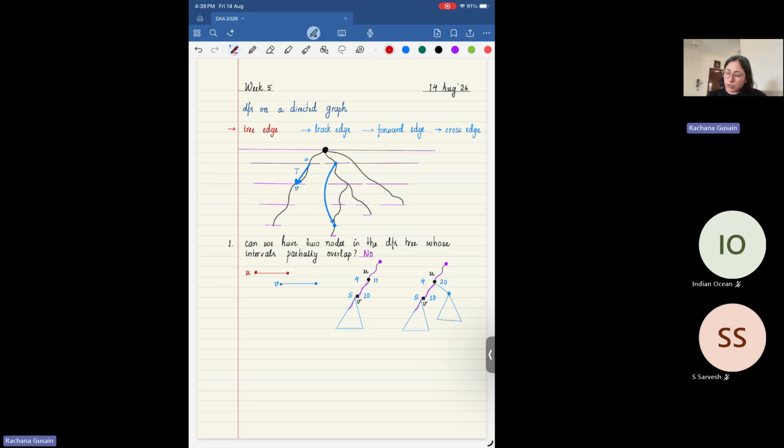Now, this is when we do DFS on a directed graph, we get these different types of edges besides the tree edge. What happens if we do a DFS on an undirected graph? Then what all edges can we get?